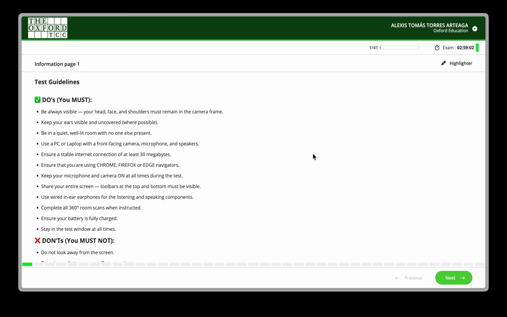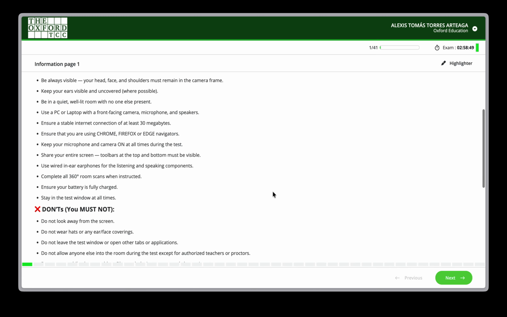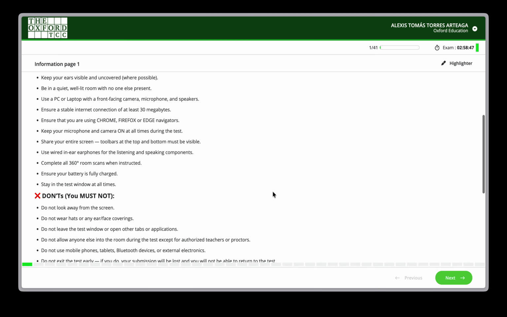Share your entire screen. Toolbars at the top and bottom must be visible. Use wired earphones for the listening and speaking components. Complete all room scans where instructed. Ensure your battery is fully charged.